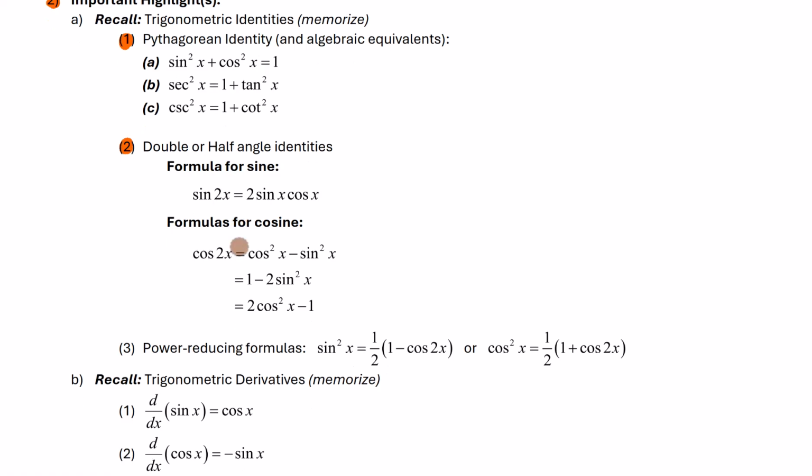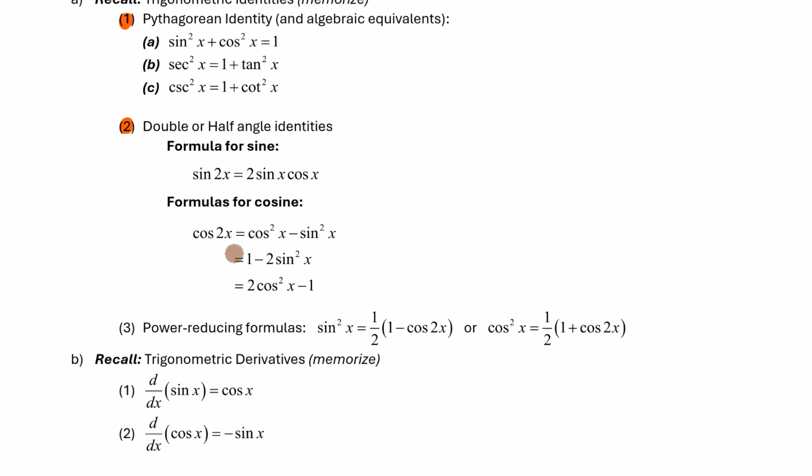For cosine, there are a few options. So cosine 2x, there's the double angle, could equal any of these three things. The first one listed here is cosine squared x minus sine squared x, or it could also be equal to 1 minus 2 sine squared x, or thirdly, it could be equal to 2 cosine squared x minus 1. And any of those will work as a value for the double angle for cosine, that is cosine of 2x in this case.